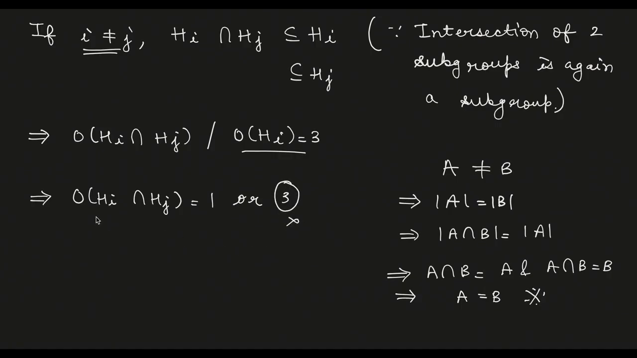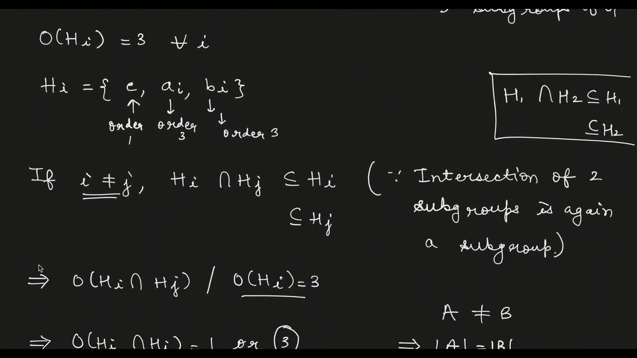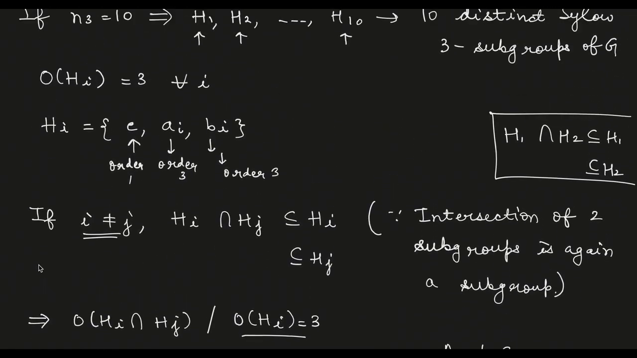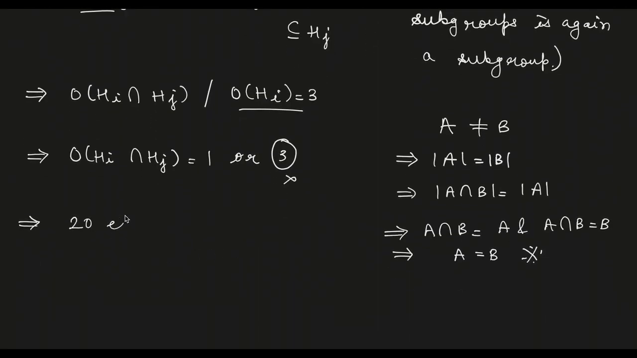In short, the order of Hi intersection Hj cannot be equal to the order of Hi. So we will have that the order of Hi intersection Hj is 1. So how many elements of order 3 will be here? If I have the H1 subgroup, then it will have only 2 elements of order 3. So there will be a total of 20 elements of order 3, because there are 10 Sylow 3 subgroups. So there are 20 elements of order 3.